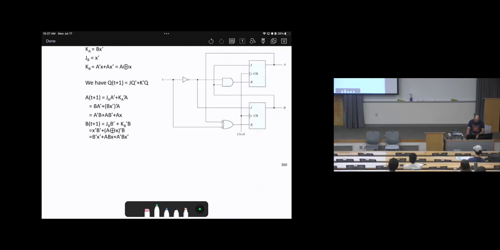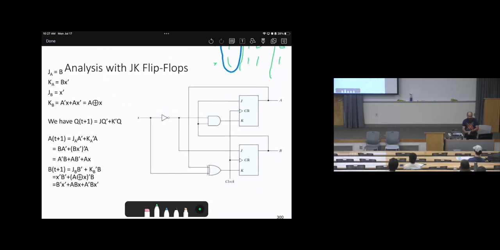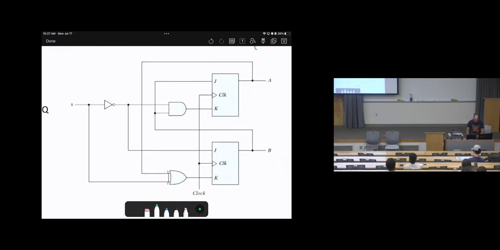Let's look at another question, but let's have JK flip-flops instead of D flip-flops, because all of the previous examples were D flip-flops. How can we do our analysis? Again, start from the input. Here is X. So here will be X bar. Let's follow X. This is X. Here is X bar. Then what else? This is X bar.